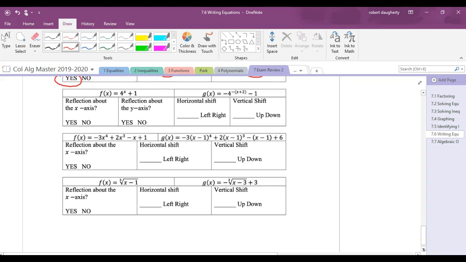How do I get from f to g? I see a negative in front of the entire equation. That's a reflection about the x-axis. It looks like my exponents went from positive to negative. That's a reflection about the y-axis. I see that plus 2 is a shift of 2 to the left. I went from plus 1 to minus 1. That's a shift of 2 units down.